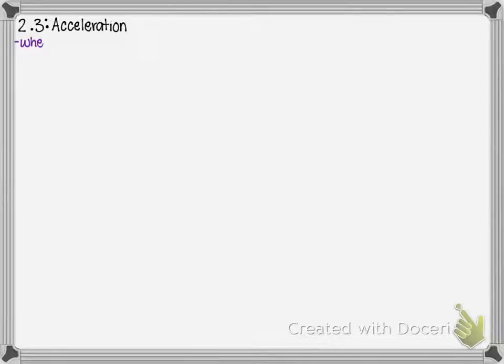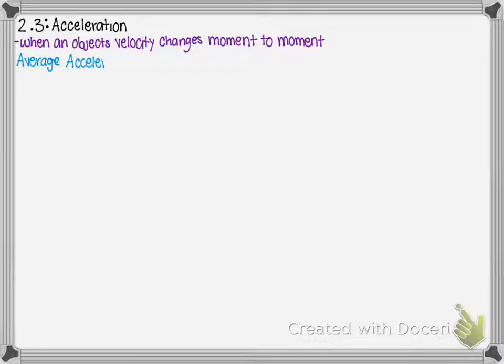Chapter 2, Section 3 is on acceleration. And acceleration is when an object's velocity changes from moment to moment. Now, there are two different types of acceleration. There's average acceleration and instantaneous acceleration.